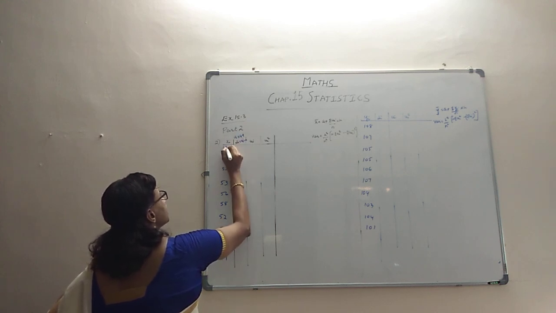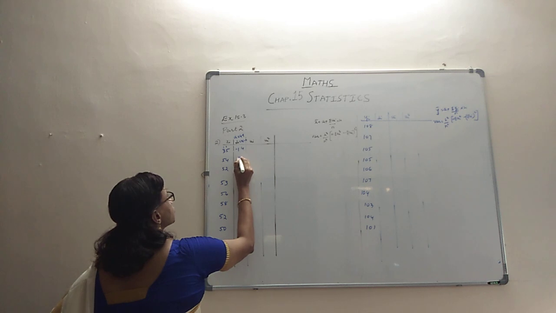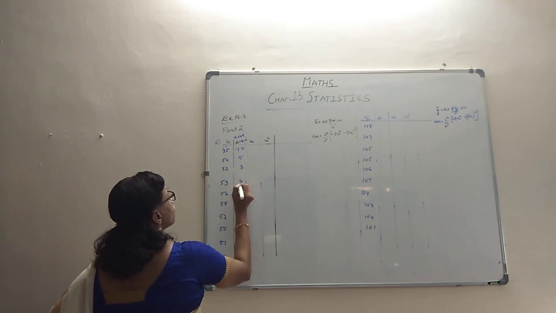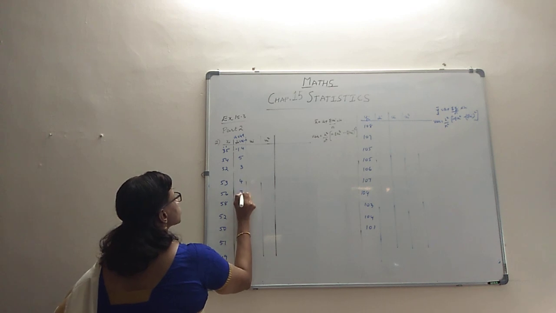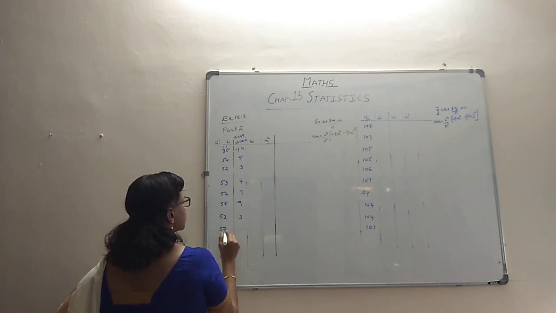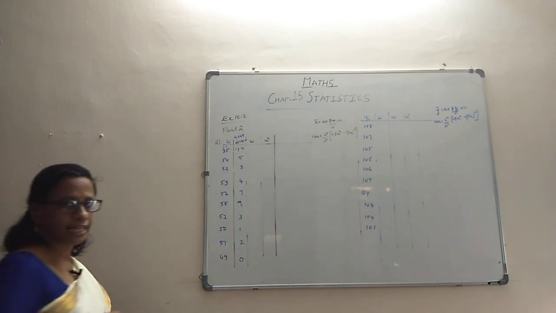So 35 minus 49 is minus 14. Now 54 minus 49 is going to be 5. 52 minus 49 is going to be 3. This is going to be 4. 56 minus 49 is going to be 7. 58 minus 49 is going to be 9. 52 is going to be 3. 50 is going to be 1. 51 is going to be 2. And this is going to be 0. So you got the data like that.